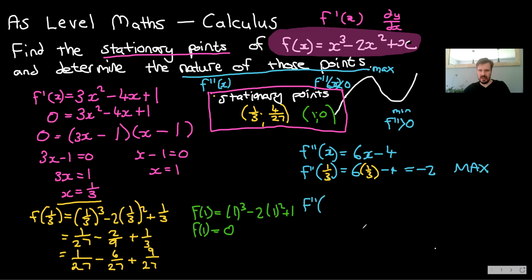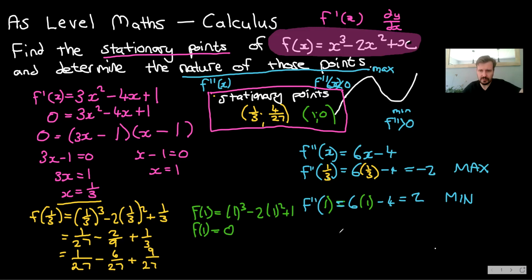Now we'll do f double dash of the other one, which is 1. And we get 6 times 1 minus 4, and here we get a 2. So this is concave up, so that will be the max. Minimum, sorry. So this function actually, Lev, did you get the same? Yes, I think I did.